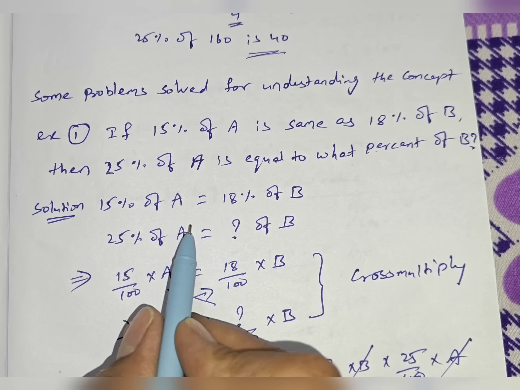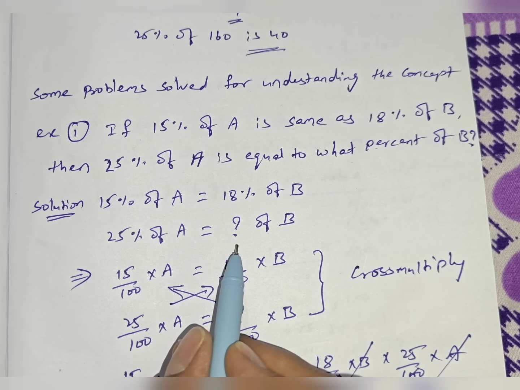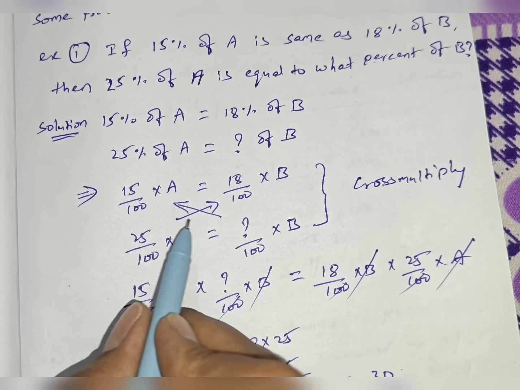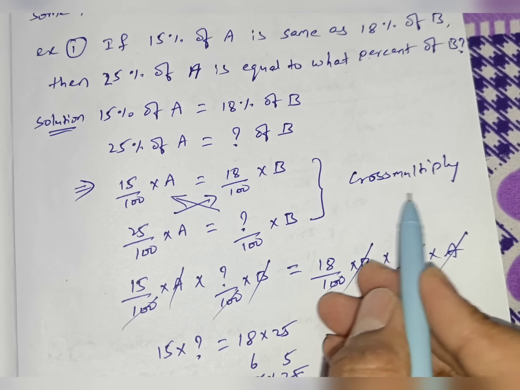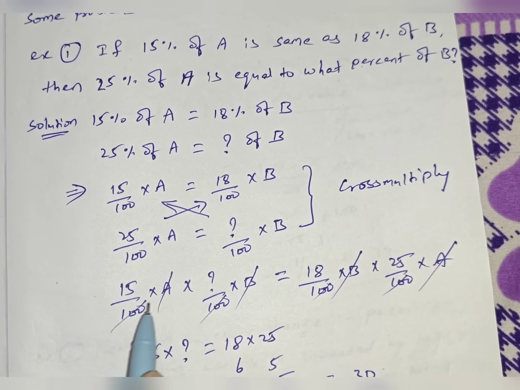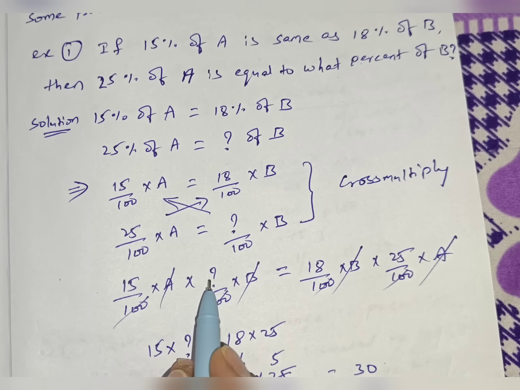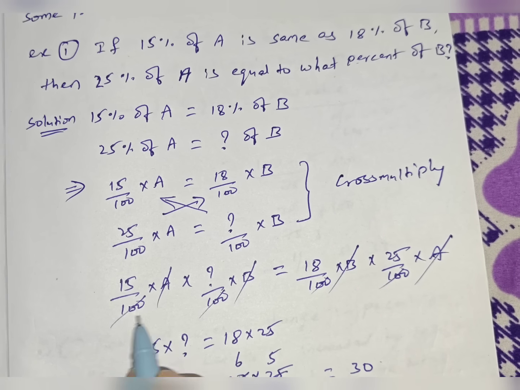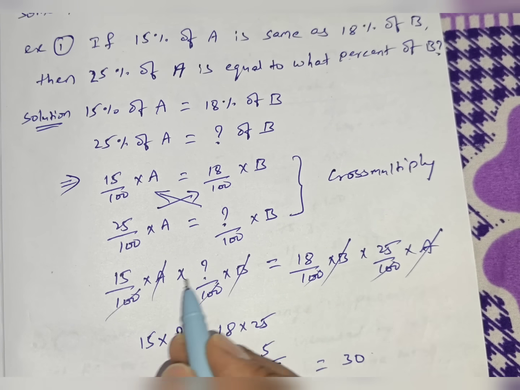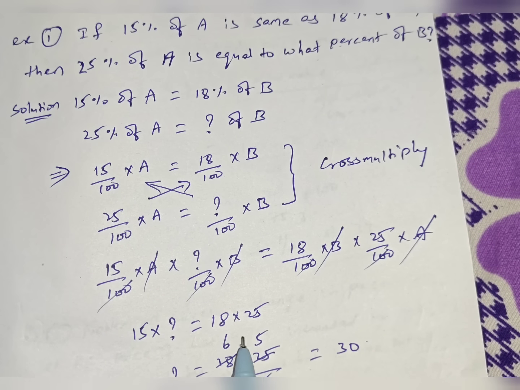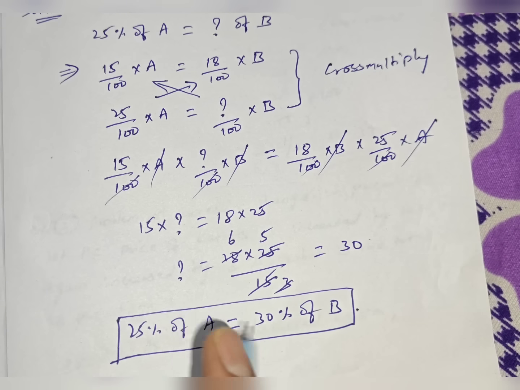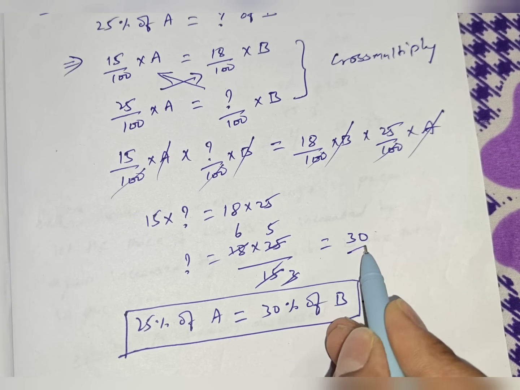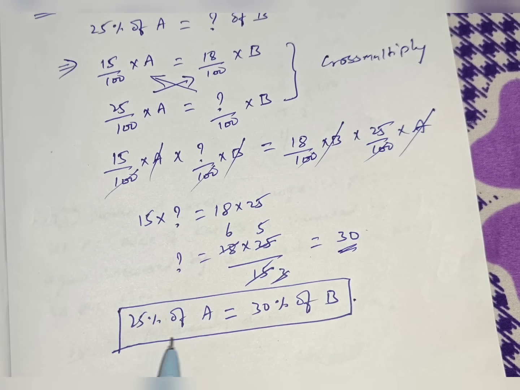For this, first write the given data. 15 percentage of A is equal to 18 percentage of B. Then 25 percentage of A is equal to how much of B? Now cross multiply these two equations: 15 by 100 into A into question mark by 100 into B, and 18 by 100 into B into 25 by 100 into A. Cancelling the terms on either side and rearranging, we get 15 into how much is equal to 18 into 25. So 25 percentage of A is equal to 30 percentage of B.